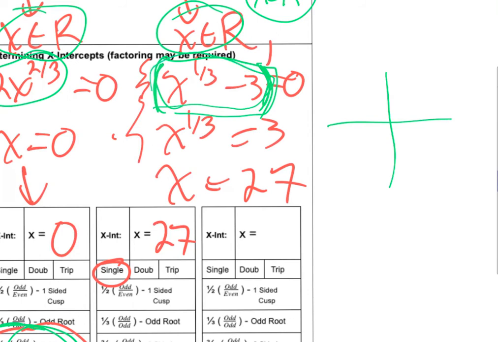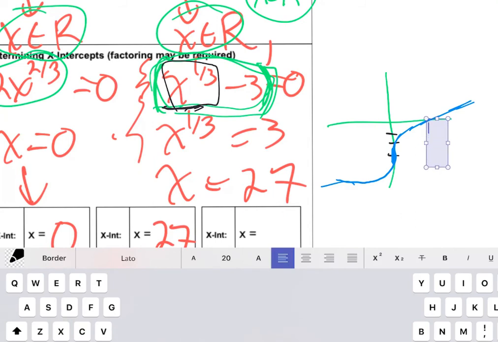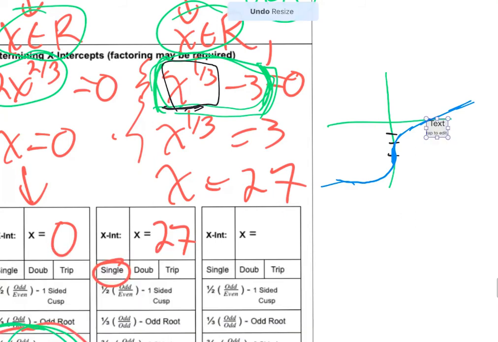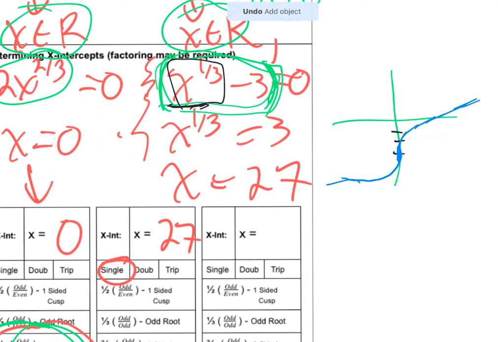Well, really what it is is x to the 1/3 shifted down by 3. So the graph would be like this, right? It would come along like so, and then right here at -3 it would go horizontal, and then it would go up like that. So when it crosses right here, it's a single. It is in fact a single x-intercept.